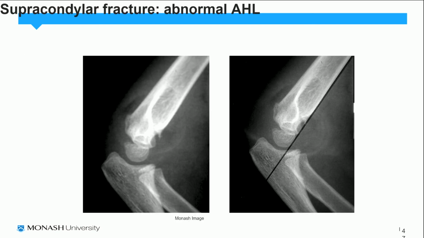So on these images, I've drawn the anterior humeral line, and you can see that the anterior humeral line does not intersect the capitellum, so it's displaced posteriorly. And when you look very carefully now, especially on the image on the left, you can see there's a break in the cortex, but also importantly you have the elevated fat pads.